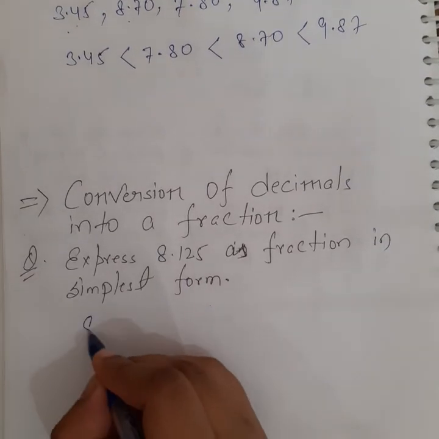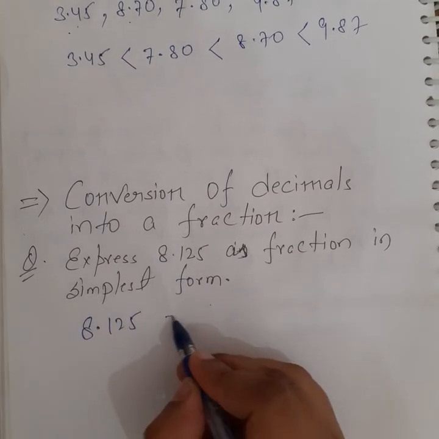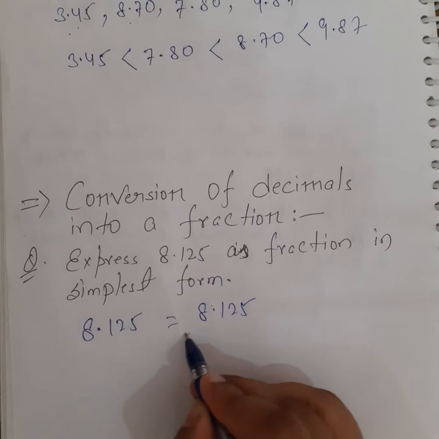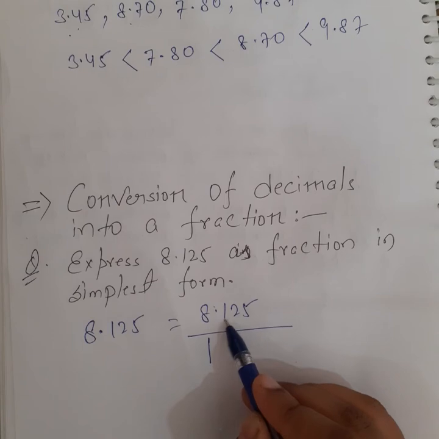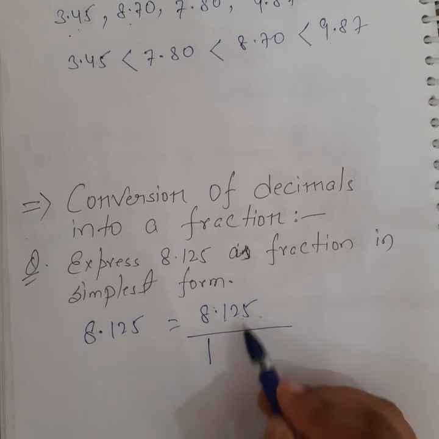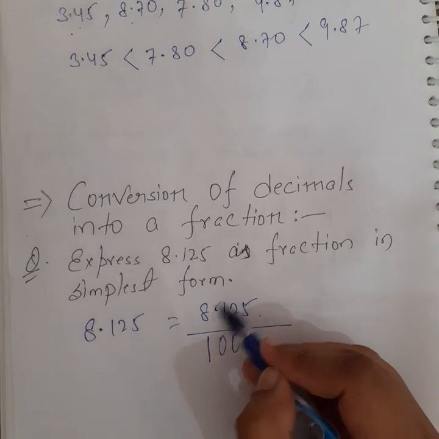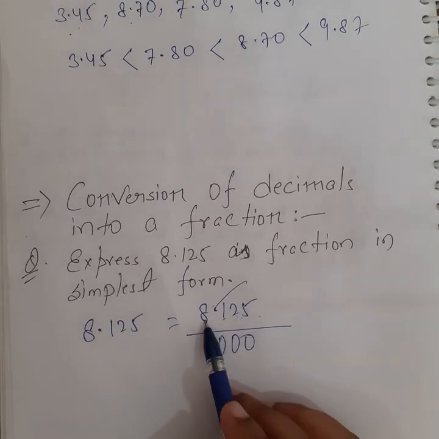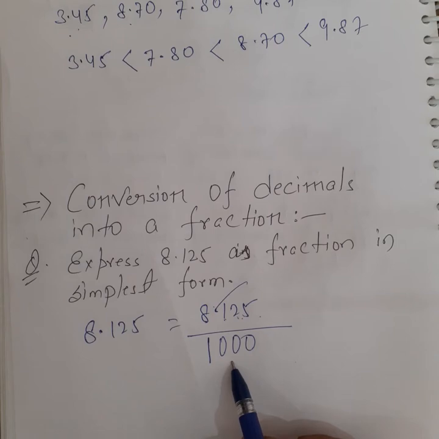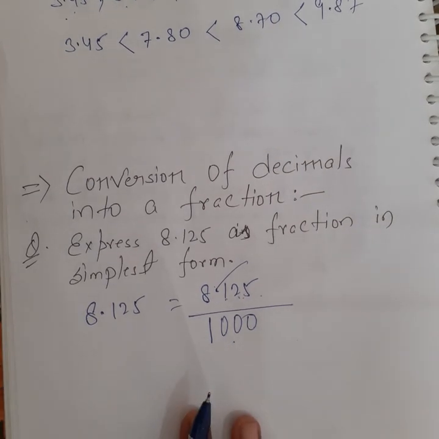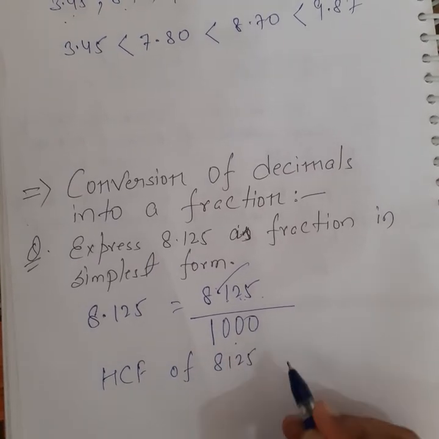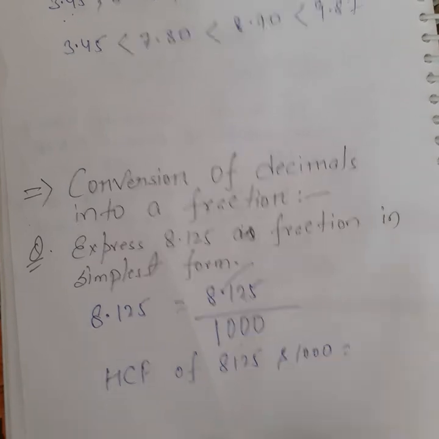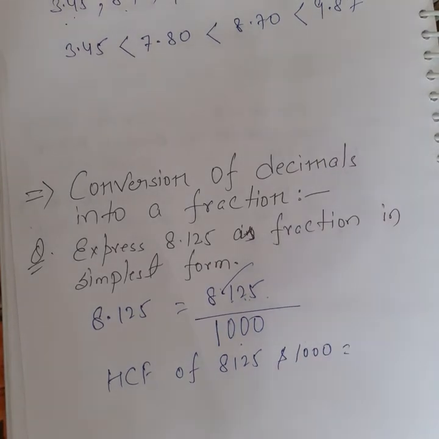So students, we can write 8.125 by 1. Now how many decimal places are there? 1, 2, 3. So we write 3 zeros here and we remove the decimal point. Now it becomes 8125 by 1000. So what do we do? We find the HCF of 8125 and 1000. So what is the HCF of 8125 and 1000?